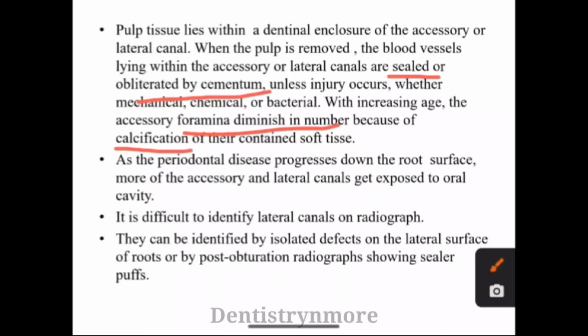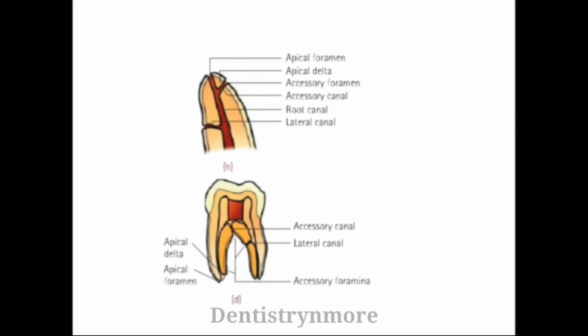So as the periodontal disease progresses down the root surface, more of the accessory and lateral canals also get exposed to the oral cavity. So it is very difficult to identify the lateral canals on a radiograph. This is the figure showing the lateral canal and accessory canals. So you can note the figure.